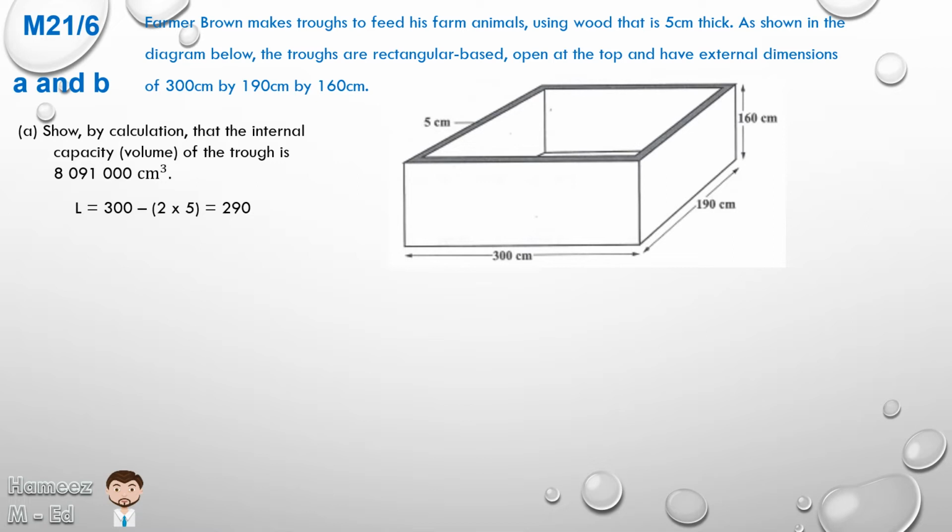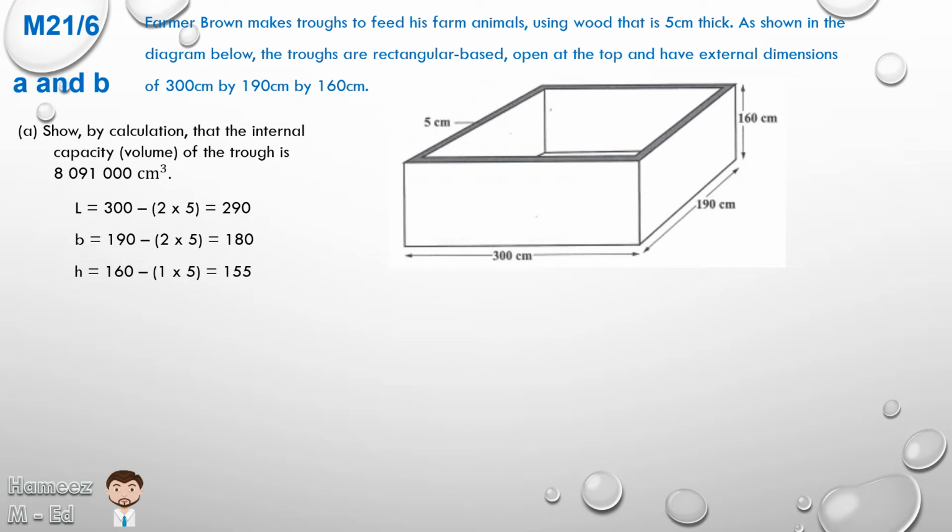Let's do the same thing with the breadth. The breadth is 190 centimeters on the outside. So on the inside, the internal one, it'll be 190 minus 2 sides, the front and the back. So 190 minus 2 times 5, 2 5s are 10. So 190 minus 10 is equal to 180 centimeters. And finally, for the depth or the height, which is 160 centimeters. In this case, there is no top, so we only need to remove the base. So it's 160 minus 1 times 5. 1 5 is 5, so 160 minus 5 is equal to 155 centimeters.